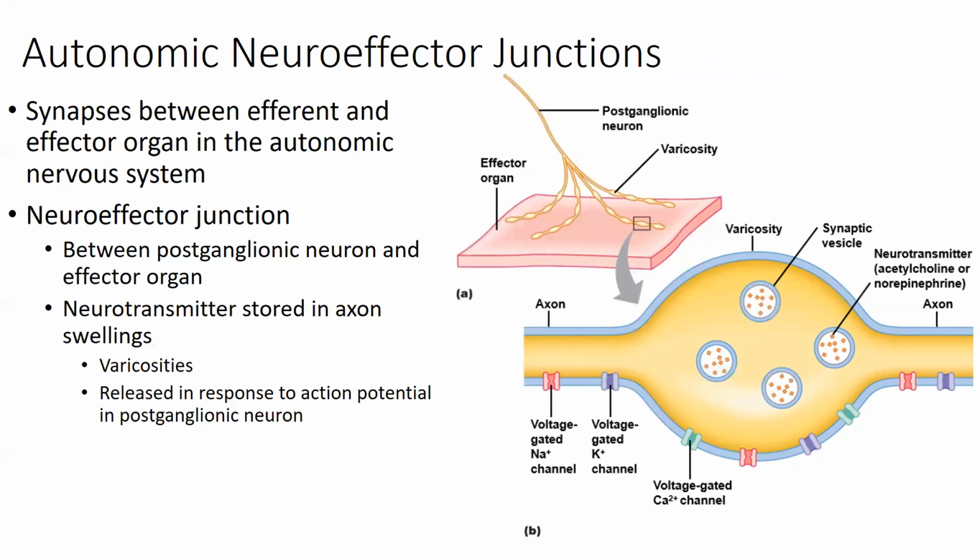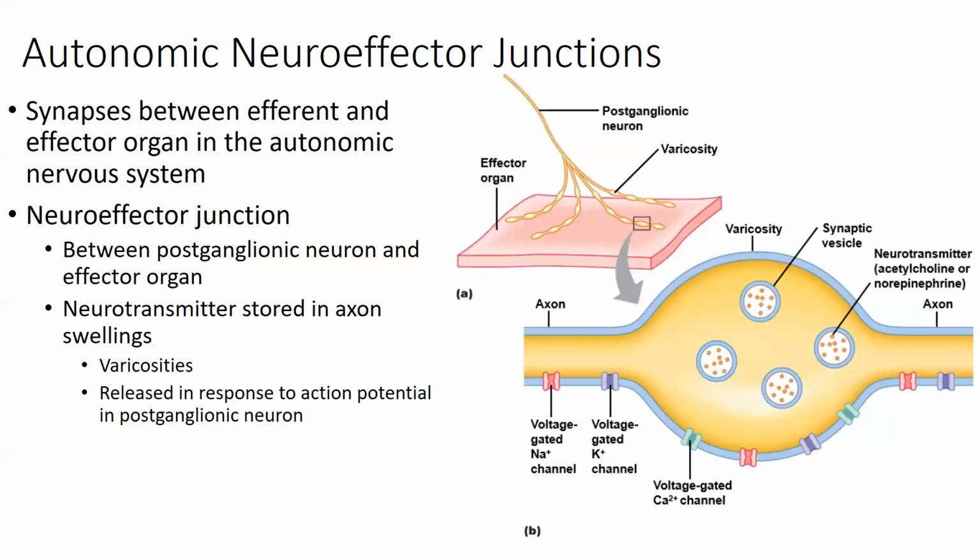Where else does an autonomic postganglionic neuron synapse? Where else? Cardiac muscle and glands, right? And then the sympathetic adipose tissue. So smooth muscle, cardiac muscle, and glands. So the area where a postganglionic neuron synapses onto one of those effector organ tissues is called the neuroeffector junction.